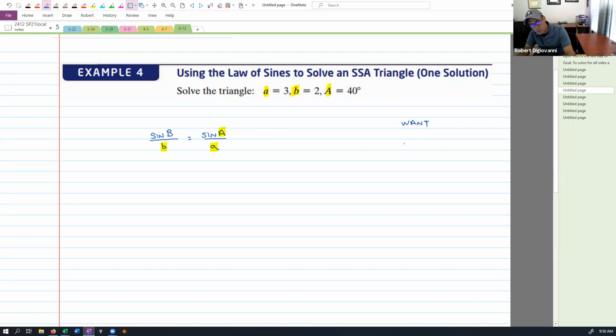I do want to write down what we want over here. We want capital B, we want capital C, we want little c, right? Those are the things that we need. Okay, let me plug some stuff in. Sine capital B over little b, which is 2, equals sine of 40 over little a, which is 3. I will clear the fraction on the left side by multiplying both sides by 2. And then divide the whole thing by 3.